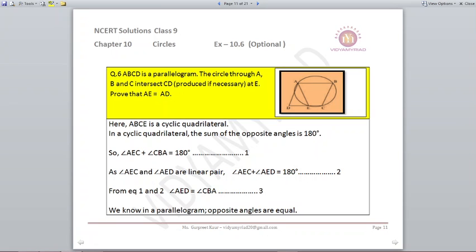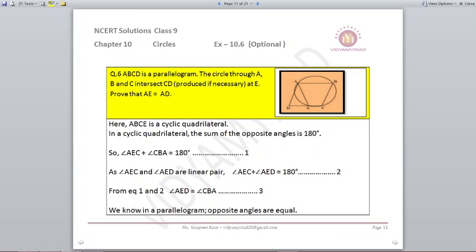ABCD is a parallelogram. A circle through A, B and C intersects CD, produced if necessary at E. Prove that AE is equal to AD. Now ABCE is a cyclic quadrilateral, and we know that in a cyclic quadrilateral opposite angles are 180 degree, which means that if I take angle B and E, that is angle AEC plus angle ABC will be equal to 180 degrees using the cyclic quadrilateral property.